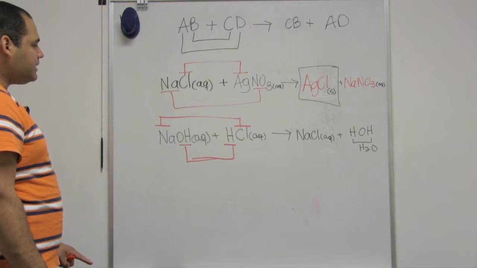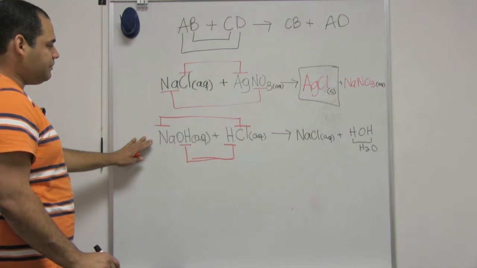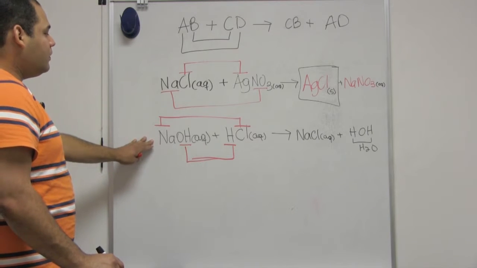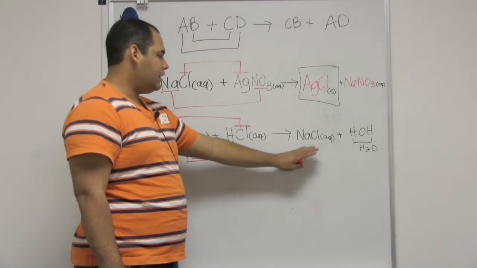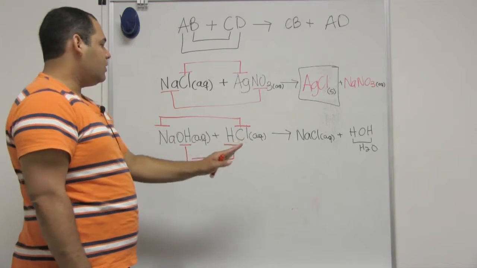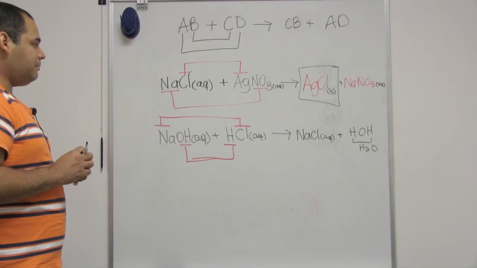So in my acid-base chemistry, it's a particular type of double replacement where we have a base combined with an acid, producing a salt plus water. Water is always being produced in acid-base chemistry.